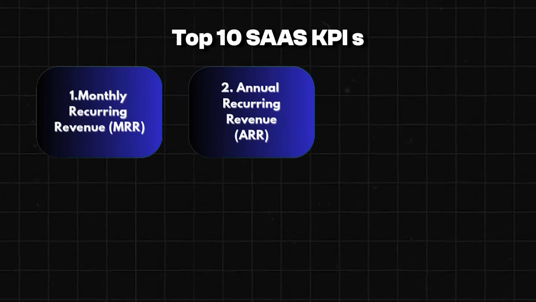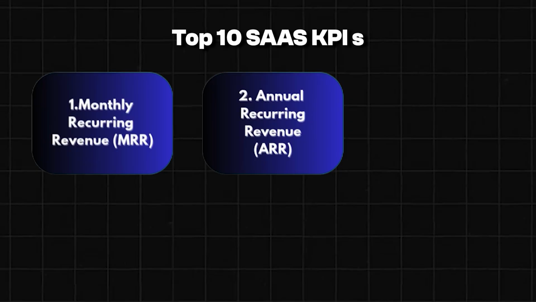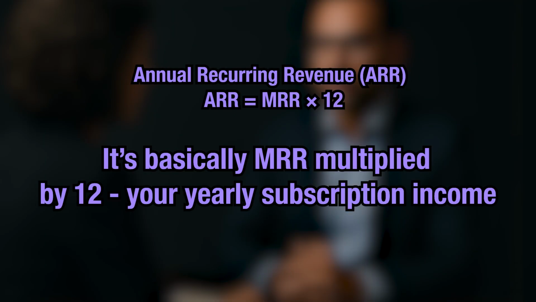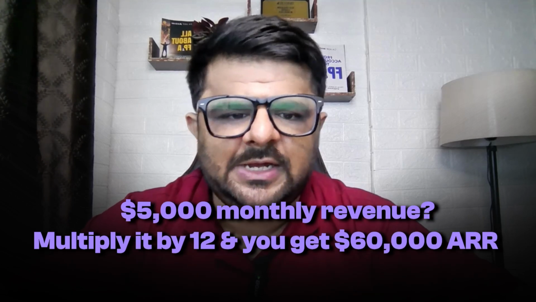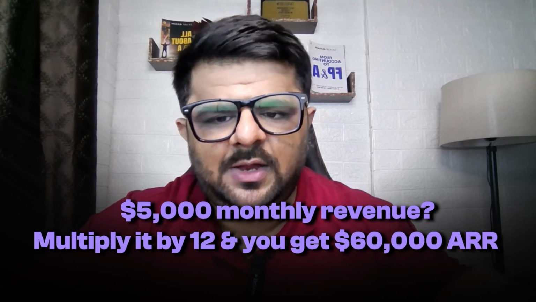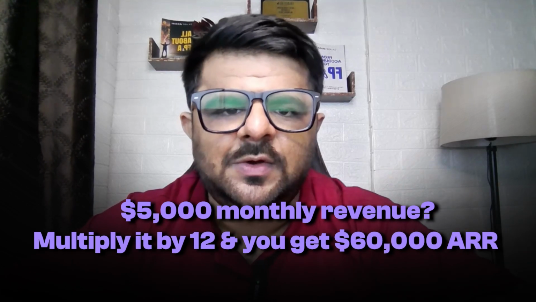Now, if MRR tells us the monthly pulse, then the annual version gives us the big picture health check. The second KPI is annual recurring revenue, also known as ARR. Investors and boards love ARR because it shows your company's long-term strength and stability. In simple words, it is basically MRR multiplied by 12, which is your yearly subscription income. Remember that example, the $5,000 monthly revenue. If you multiply it by 12, you get $60,000, which is your annual recurring revenue.